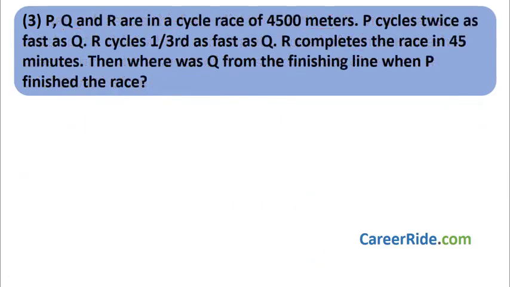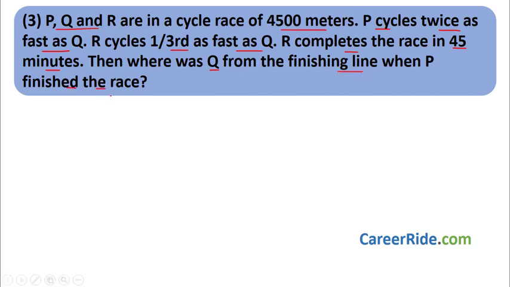Question number 3. P, Q and R are in a cycle race of 4500 meters. P cycles twice as fast as Q. R cycles 1/3 as fast as Q. R completes the race in 45 minutes. Then where was Q from the finishing line when P finished the race?